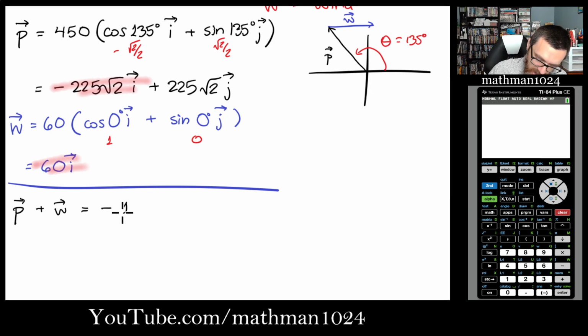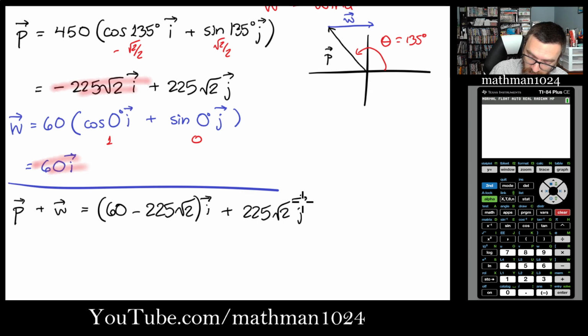And so that gives me negative 165. Nope, I'm about to be careless here. I was about to combine 60 and negative 225, but it's negative 225 times the square root of 2. So those aren't like terms, so I'm going to have to do parentheses and say 60 minus 225 square roots of 2, i, and then plus 225 square roots of 2, j. So that's how we would express the velocity, expressing it as a vector.